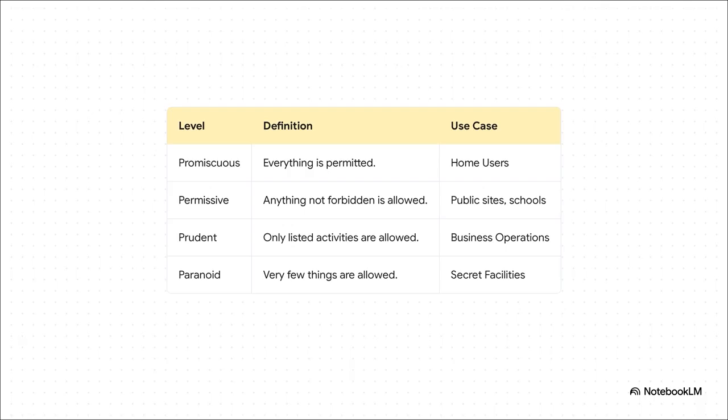A big part of an audit is looking at permission levels. And it's fascinating to see how this works. It's a whole spectrum. On one end, you've got promiscuous. That's kind of like your home network, where you pretty much trust everyone. Then you move up to prudent, which is your typical business setting, where you only allow what's absolutely necessary. And then way over on the far end, you have paranoid. Think top secret facilities. A good audit makes sure you're using the right level for the right situation.